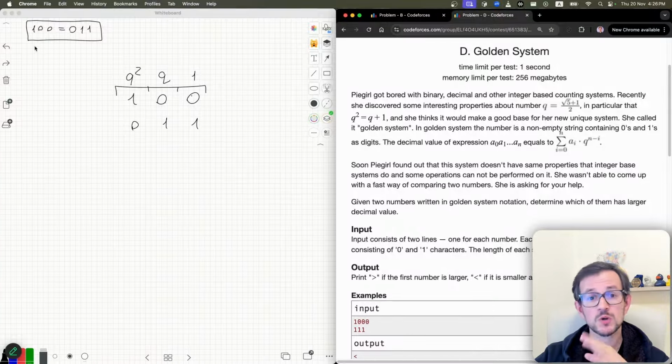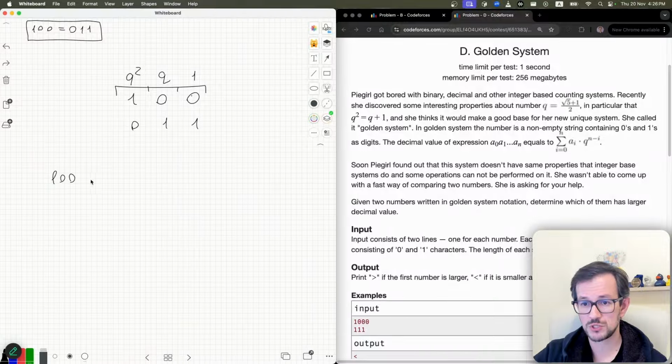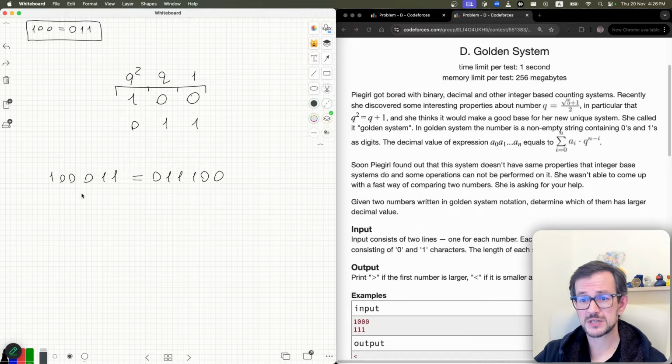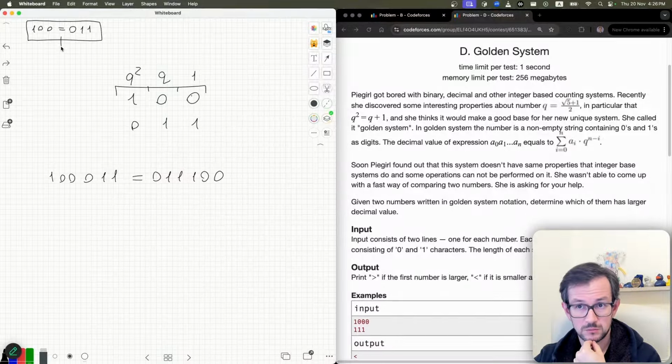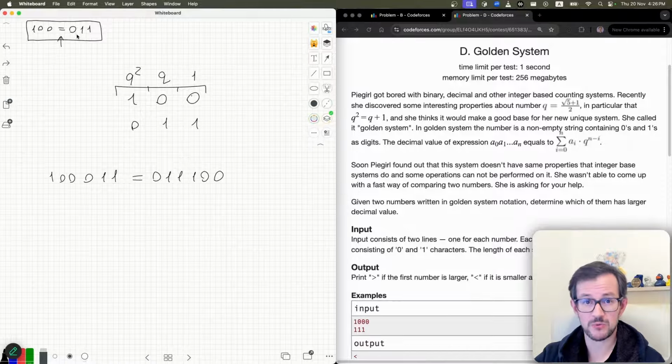So what's the problem? For some numbers, we have different representations. For example, 1, 0, 0, 0, 1, 1 is the same as 0, 1, 1, 1, 0, 0. So it's hard to compare these numbers because they are different representations of the same number. So I will move this number to some canonical representation by applying this operation. I will try to apply this operation and move all the digits as far left as possible.